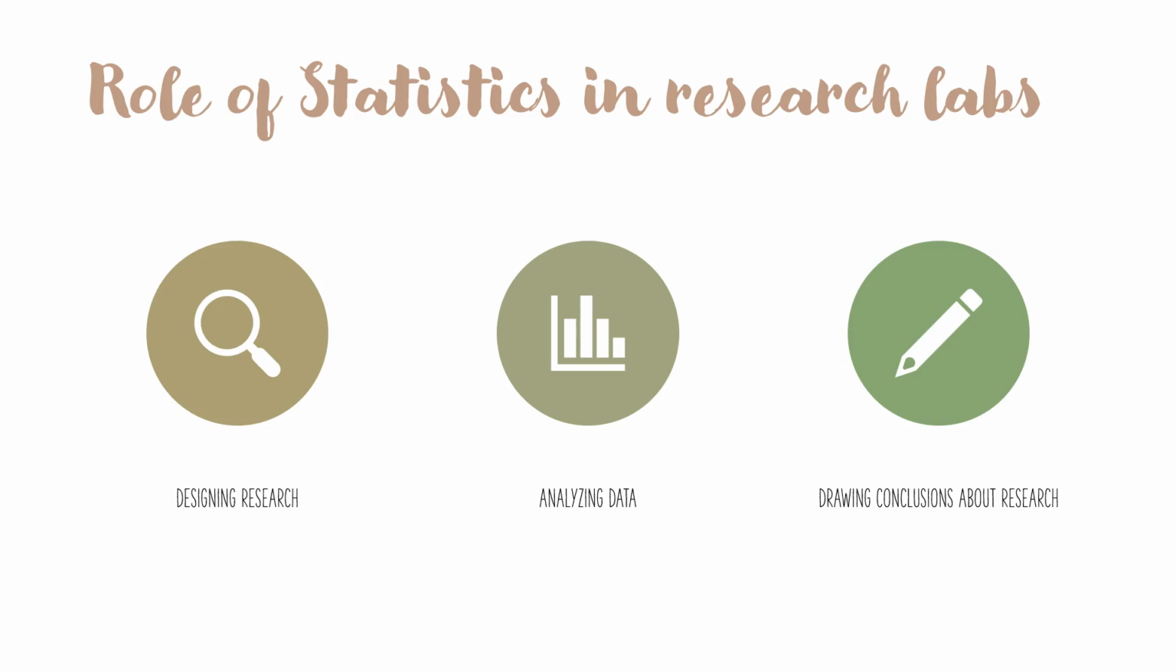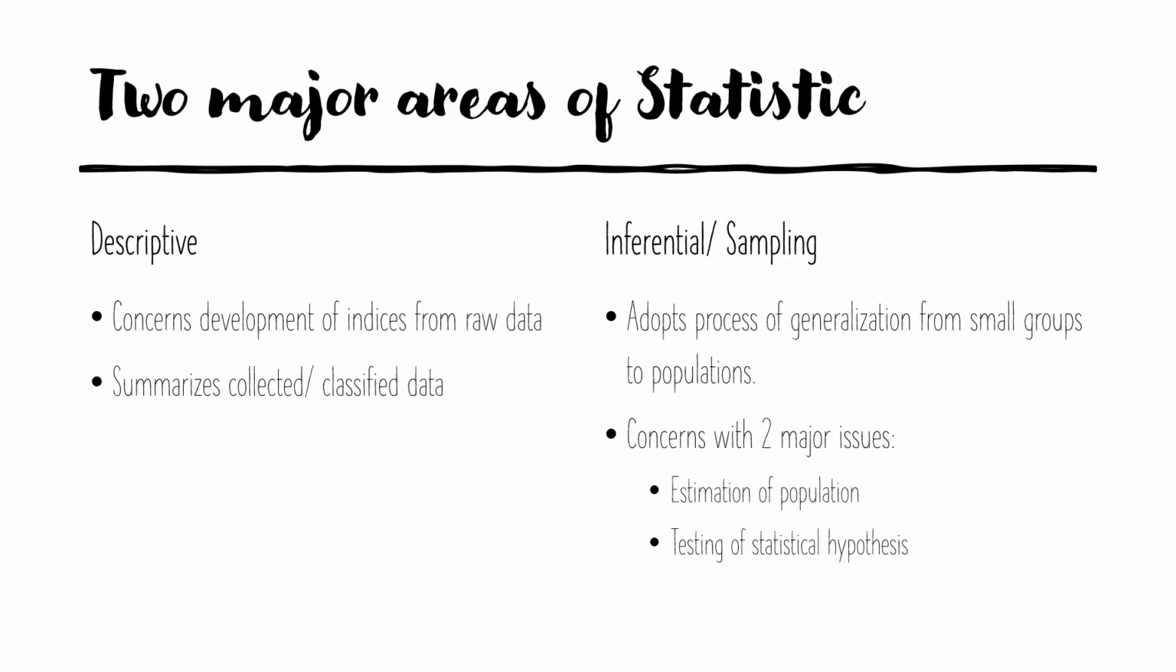So, the role of statistics in research labs obviously is very vital in understanding the results of our experiments, and it is extremely important in making sure that we are maintaining the integrity of the scientific process. It starts at the beginning when we are designing our research, obviously when we are analyzing our data, and eventually when we are drawing conclusions about our research.